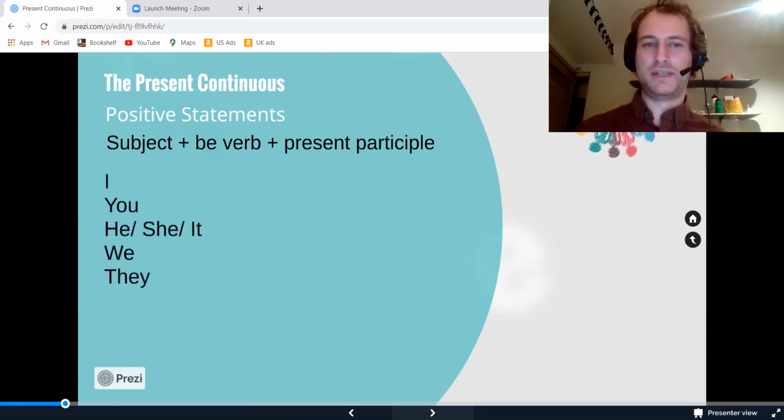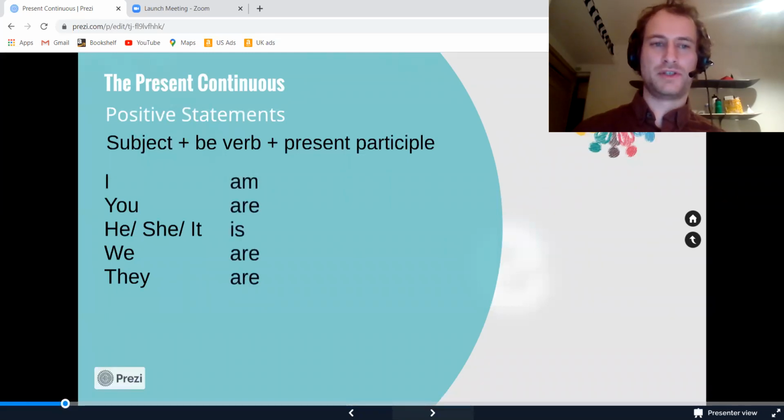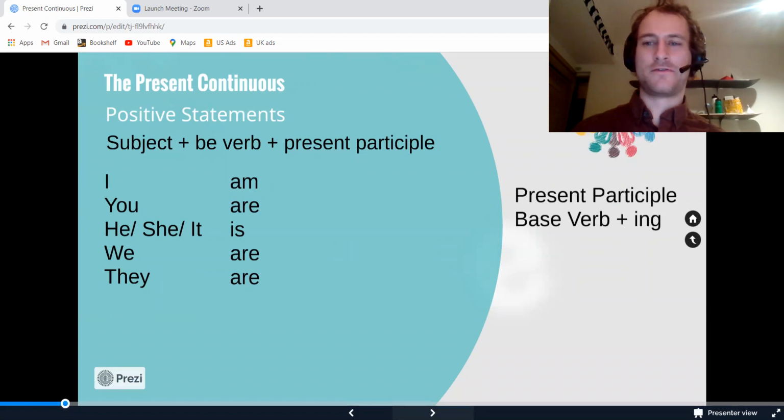When I talk about the be verb, what do I mean? I mean words like am, are, is. So here we have our be verbs: I am, you are, he, she, it is, we are, and they are. And now a little bit trickier, the present participle. So what is the present participle? Well, it's the verb plus ing.